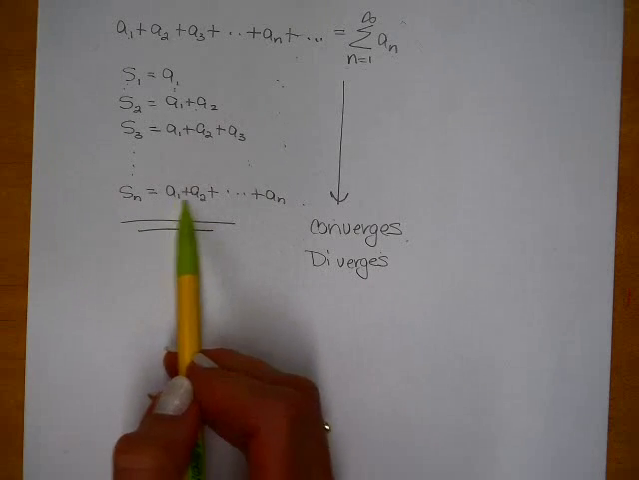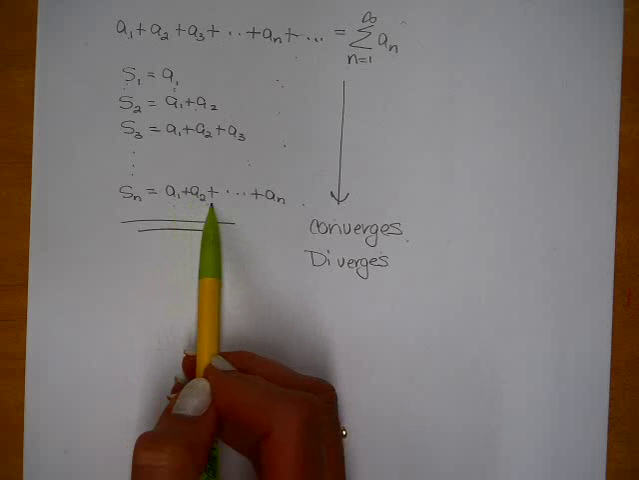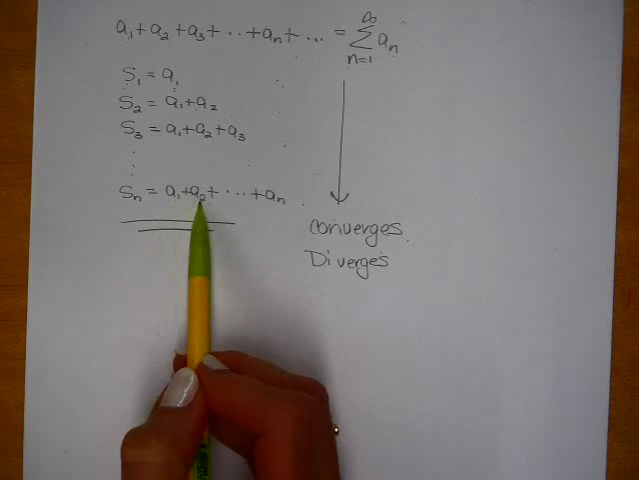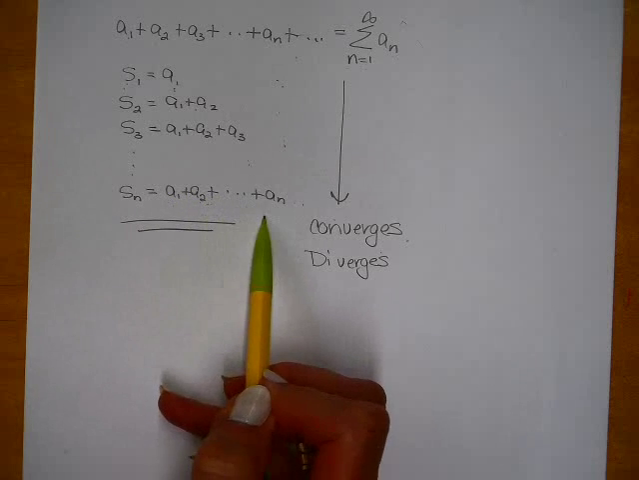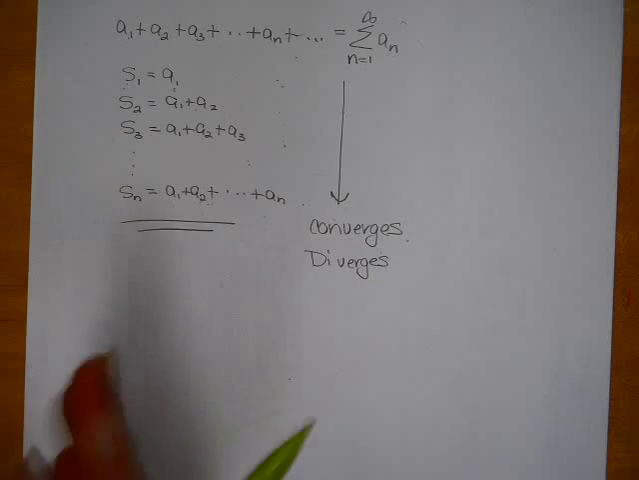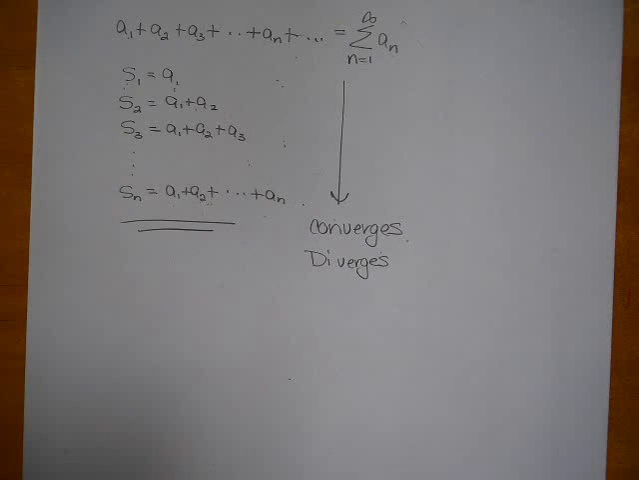Sometimes these terms alternate between positives and negatives. So if you've got a plus and a minus and a plus and a minus and a plus and a minus, what's happening to it? Is it still getting closer and closer to some number, or is it getting bigger and bigger, or smaller and smaller? What's happening to that list of numbers?